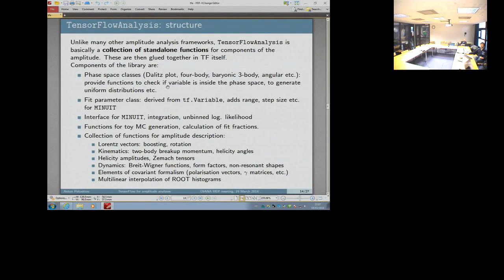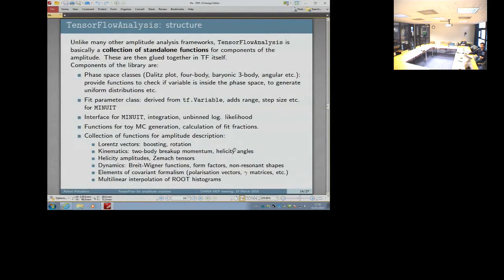Then there's a fit parameter class which adds some useful features for MinUI to the TensorFlow variable. So for instance, MinUI wants range, step size, and so on. Then there is an interface to MinUI itself, where you want to calculate the integrals of your function, the unbinned log likelihood, and so on, and to call MinUI itself. There are functions to run toy Monte Carlo generation, to calculate fit fractions for individual components, and so on.